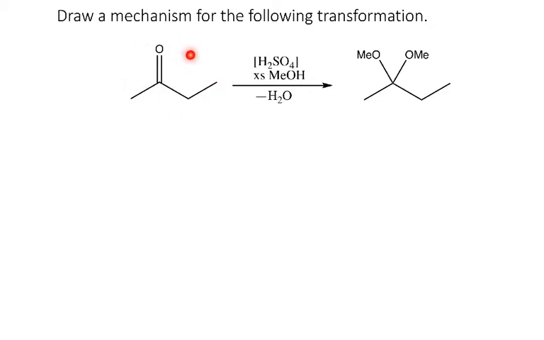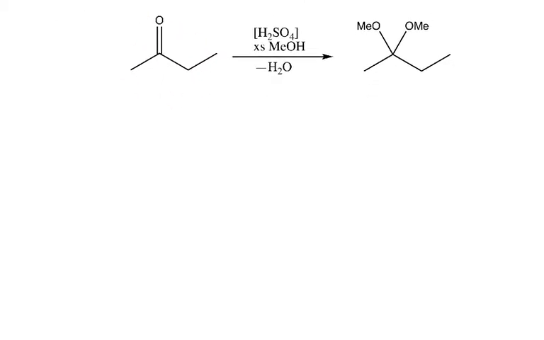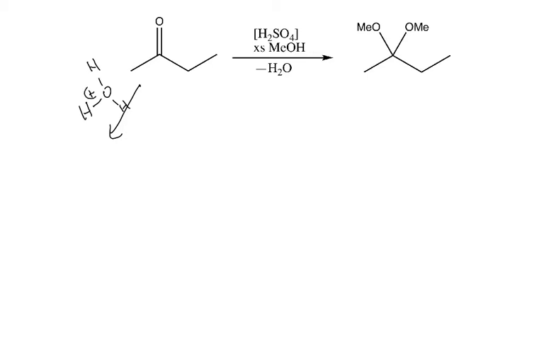And so because this is a weak electrophile, the first thing we need to do is a proton transfer step to turn it into a strong electrophile. So we're in acidic conditions, so I have an H3O plus that will act as my proton donor. I'll then follow this up with nucleophilic attack of the alcohol. In this case, my alcohol is methanol.